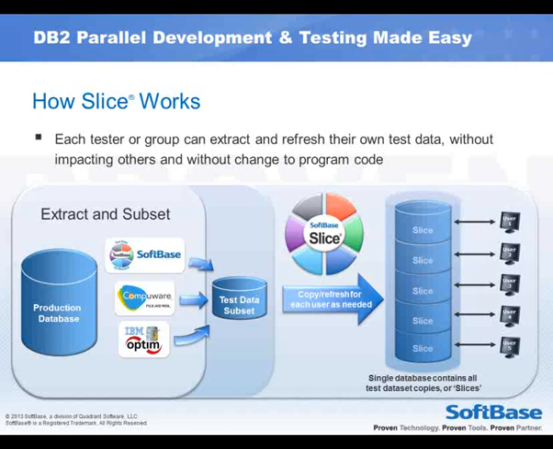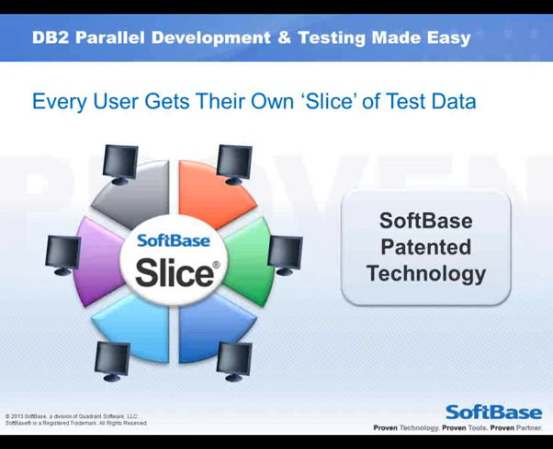So you take your subsetted test data and load it to one or as many slices as you want. You can have the same customer 27 in multiple slices at the same time. So you have a single database that contains everything that you need. Slice uses patented technology, and it's the only tool in the market of its kind. You can get Slice from SoftBase or from one of our resellers.